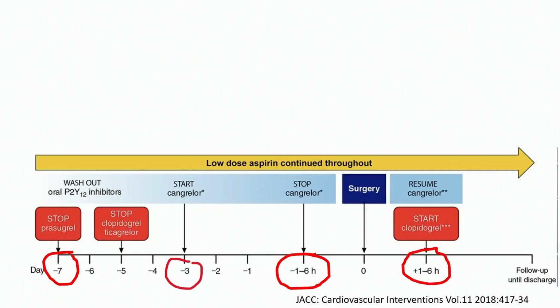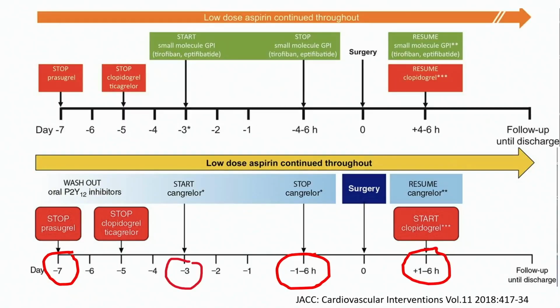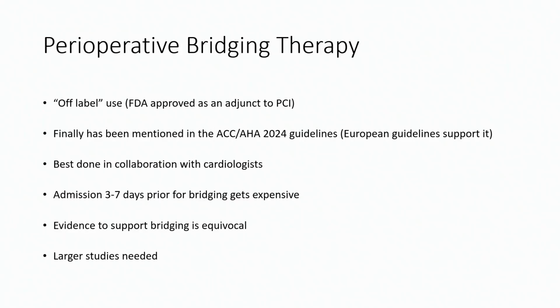And similarly, for the other agents that are available, you can use the same concept and continue the aspirin, stop the oral agent and start the intravenous agent. However, keep in mind that this is an off-label use of a drug. Cangrelor is not approved for bridging therapy. Although it is an FDA-approved drug, it's approved as an adjunct to percutaneous coronary interventions in the cath lab. It's not approved as a bridging agent.